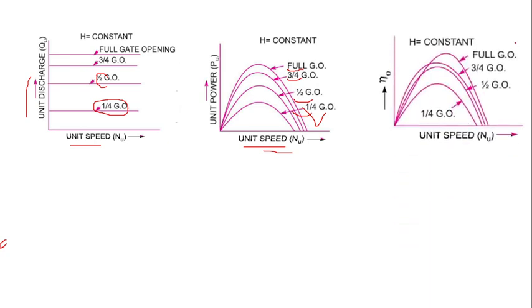Whereas we compare unit speed on the x-axis and efficiency on the y-axis. If you observe, whenever you open the gate to full gate, the maximum efficiency shifts rightwards. This is for the Pelton wheel.